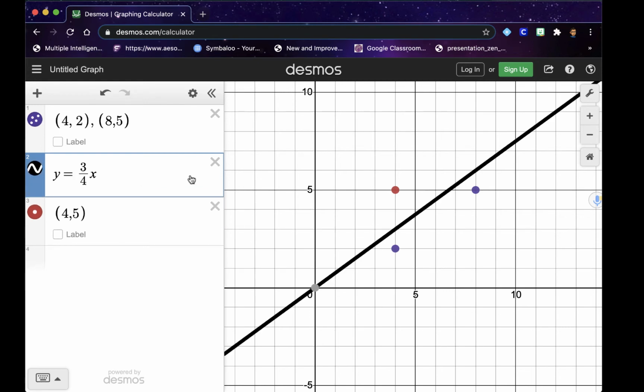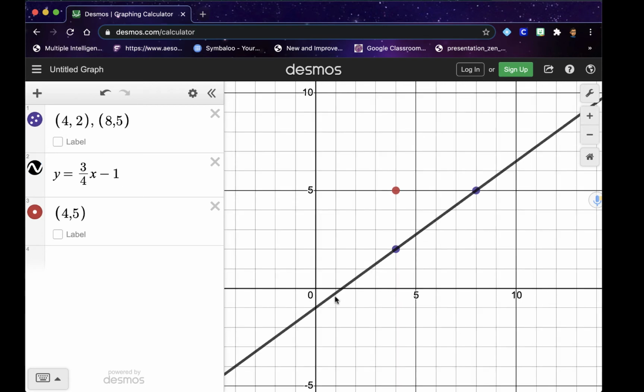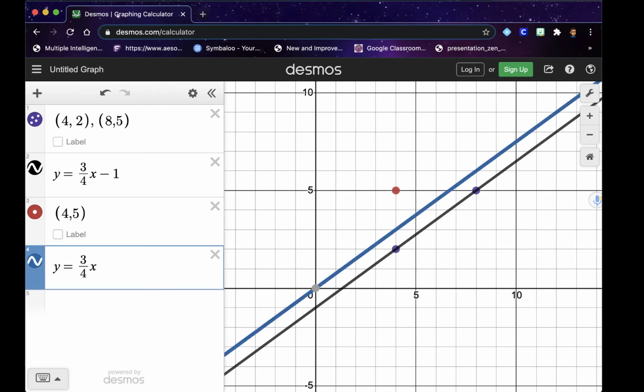So 3/4 x. I can see that's pretty close. In fact, if I were just to go down 1, I would be through those dots. Now, I don't care about that line. I want it parallel through the red dot. So I know that it has to be 3/4 x because parallel has the same slope.